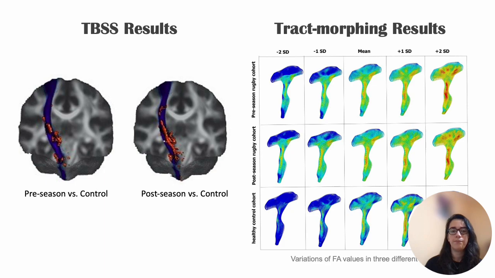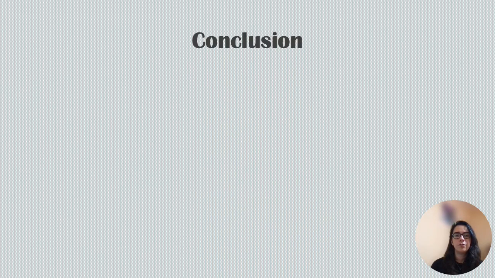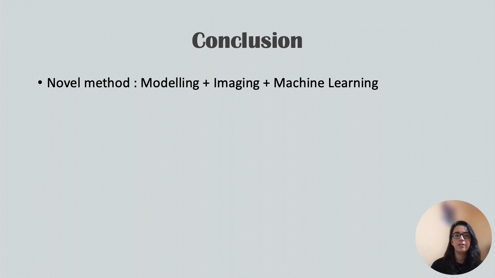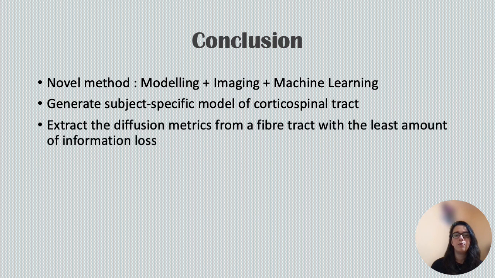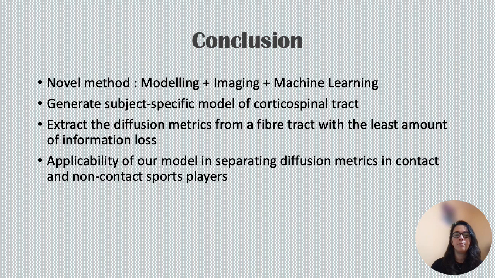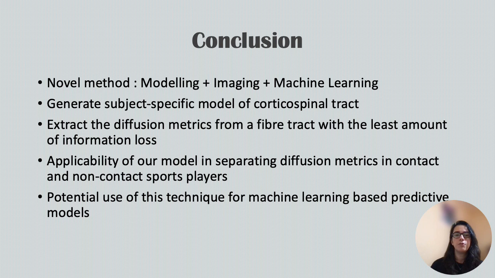In conclusion, we introduced a novel method that intersects three scientific fields: modeling, imaging, and machine learning. We demonstrated how this method can be used to generate subject-specific models of the brain fiber tracts and subsequently extract corresponding diffusion metrics with minimal information loss. Our model's applicability was showcased by distinguishing between contact sports athletes and non-contact sports players. By applying our mesh-morphing method along with feature extraction techniques, scientists can perform predictive studies that integrate multiple quantitative variables from multimodal MR imaging.